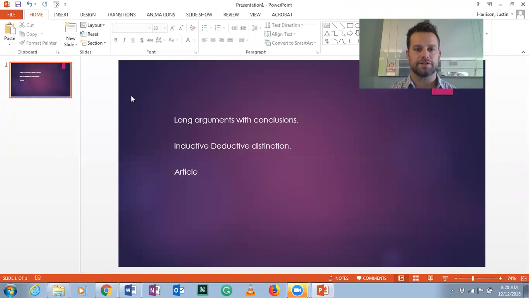And for the final 3 sections, I will give you a long argument, and they all have 3 premises and a conclusion, and you'll have to identify the conclusion. And this reaches back to the initial part of the course. Next will be the inductive-deductive distinction. So I will give you an argument, and you'll have to identify whether it's inductive or deductive. And finally, there will be a few questions over the article that we read since the last exam.